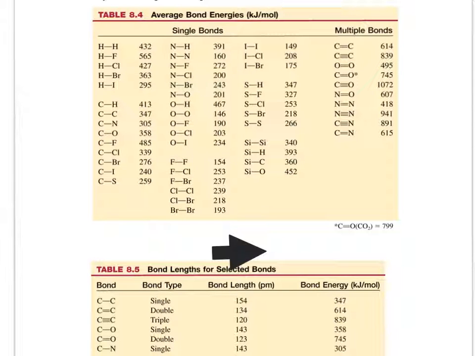And in order to do problems where you have to calculate the overall energy involved in a reaction, you need to use this table. One thing that I do want to draw your attention to is that in carbon dioxide, the CO double bond has a special energy value, which is 799, which differs from the regular CO bond energy of 745. So please pay attention to that if you're dealing with CO2 in a molecule.